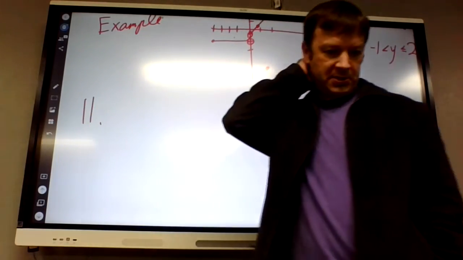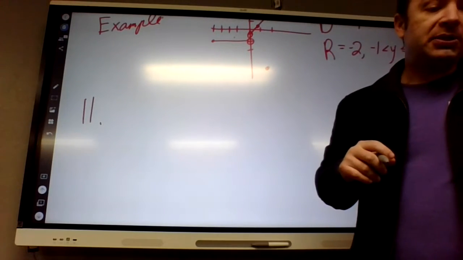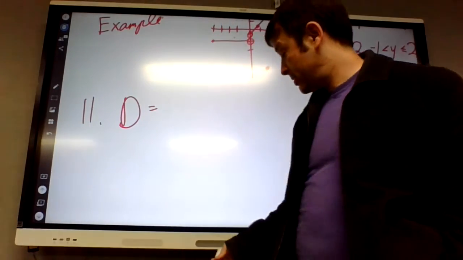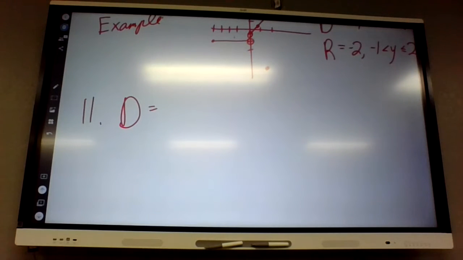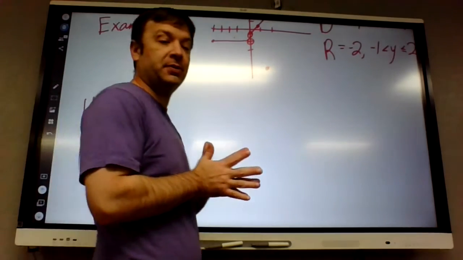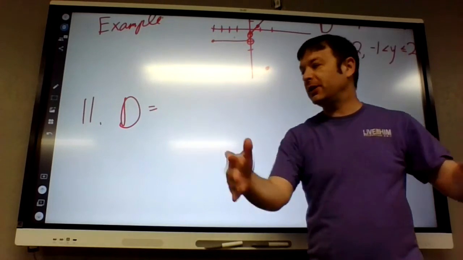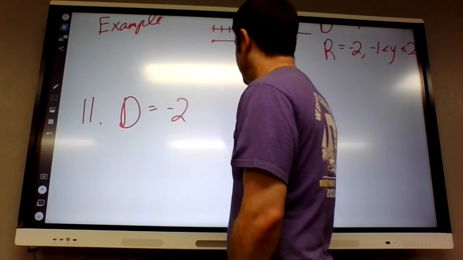Number 11. So on 11, let's start with the domain. The domain is x values, so how far left does it go on number 11? -2. Okay, how far right does it go? +2. Are all the x values between here and here filled in? Yes. So the x values are between -2 and 2.